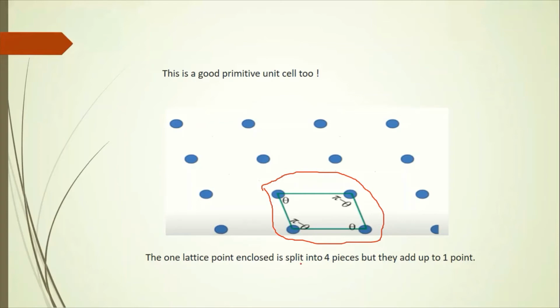So the total number is 1 point, but we can take the split into the four pieces, but they add up into the one piece. So from this piece, we can figure out the direction the point is in.